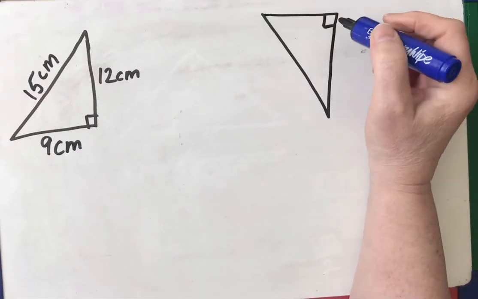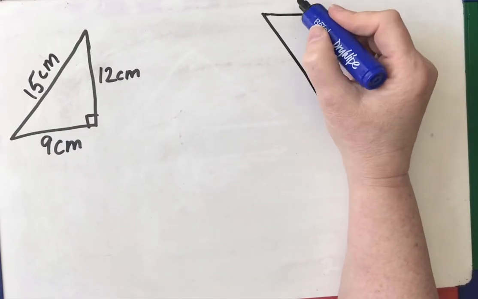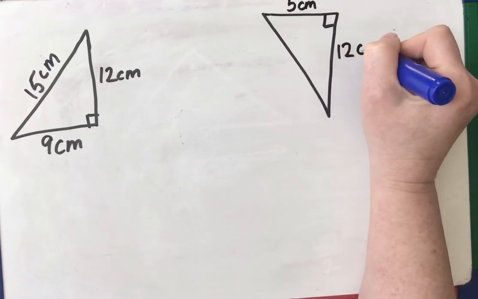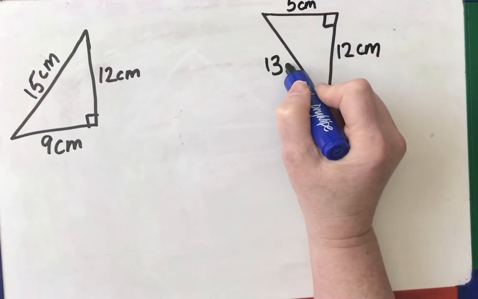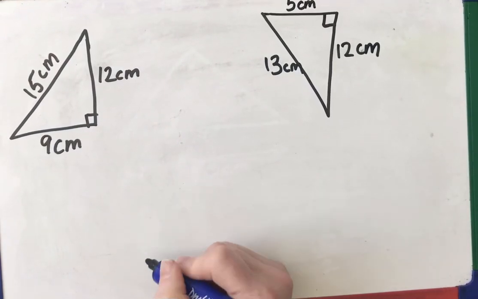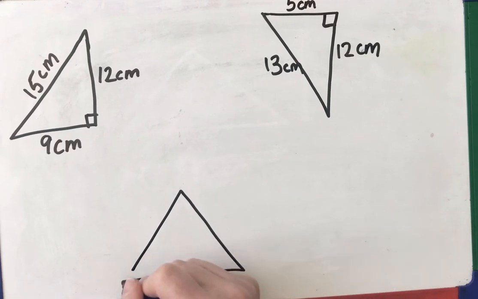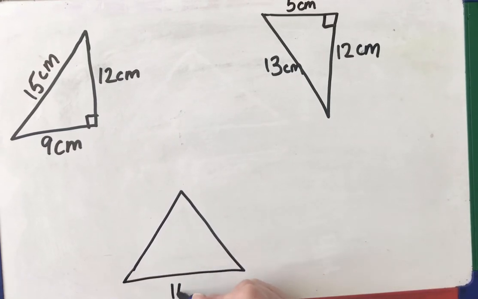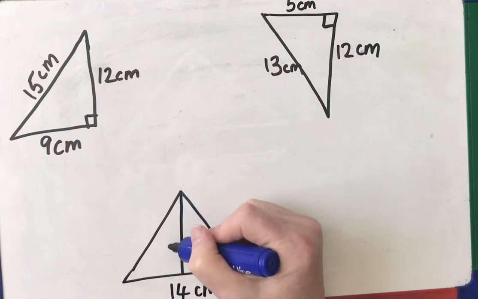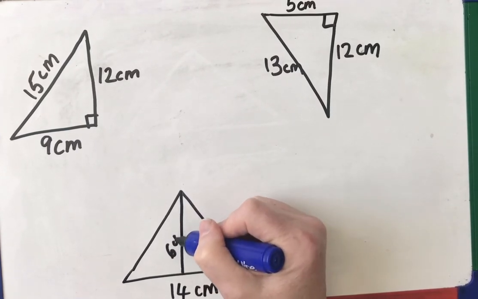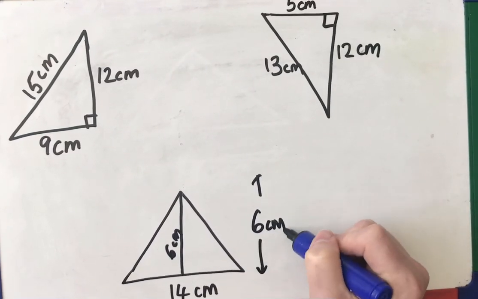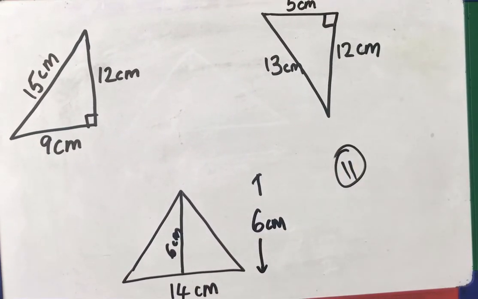This one, have a go at this one, and I'm going to call this 5 centimetres, 12 centimetres and 13 centimetres. And then I'd like you to have a go at this isosceles triangle, which is 14 centimetres and 6 centimetres. That's 6 if my writing's not very clear there. Okay, pause the video and have a go.